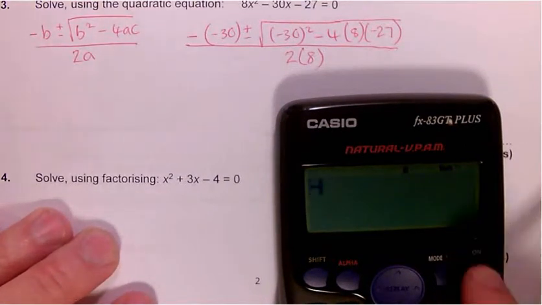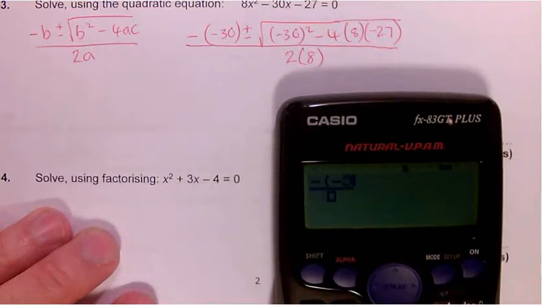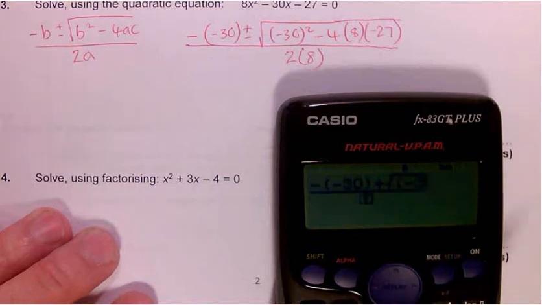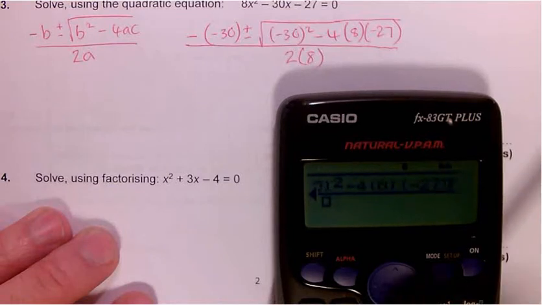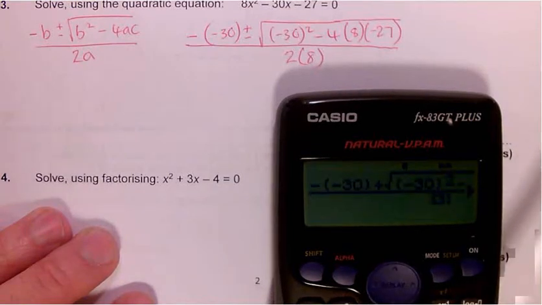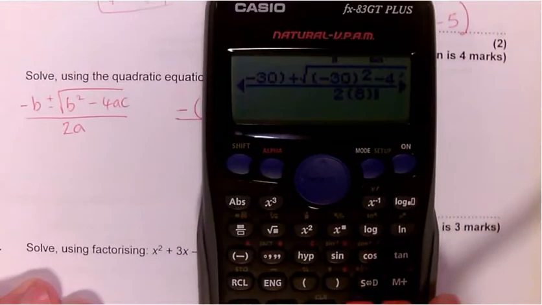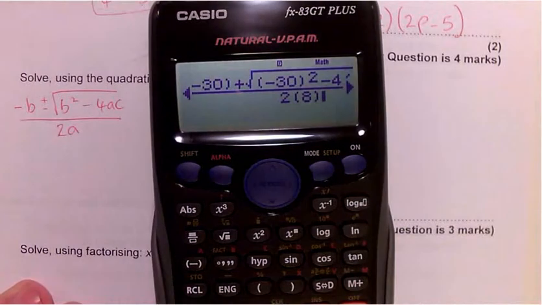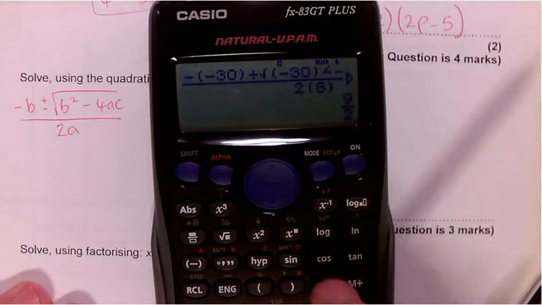Minus, fraction first, minus 30 plus square root, minus 30 squared minus 4 lots of 8 lots of minus 27 all over 2 lots of 8. See that on the calculator? Looks like that. Equals 4.5.